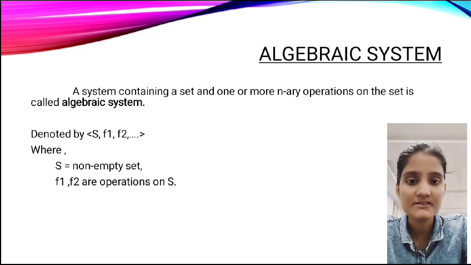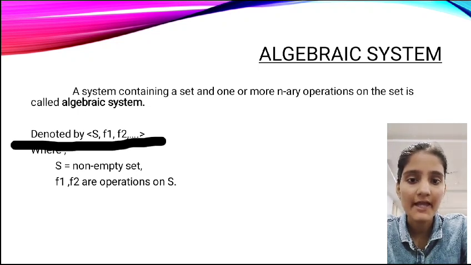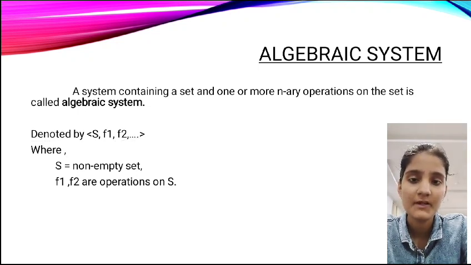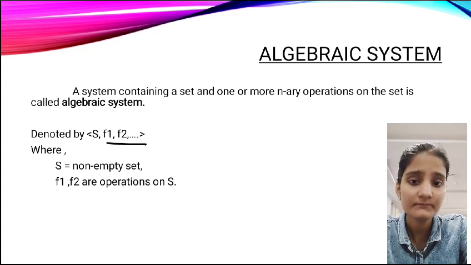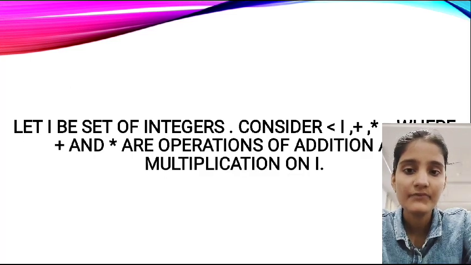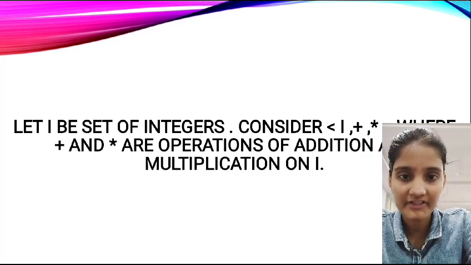A system containing a set and one or more n-ary operations on the set is called an algebraic system, denoted by S, F1, F2, and so on. Here S denotes the non-empty set, and F1, F2 denote the operations on S. The first entry is the non-empty set, and the remaining entries denote the operations on the set. So let I be the set of integers.